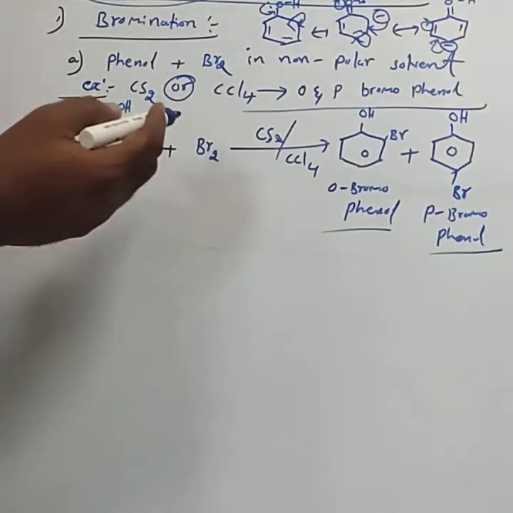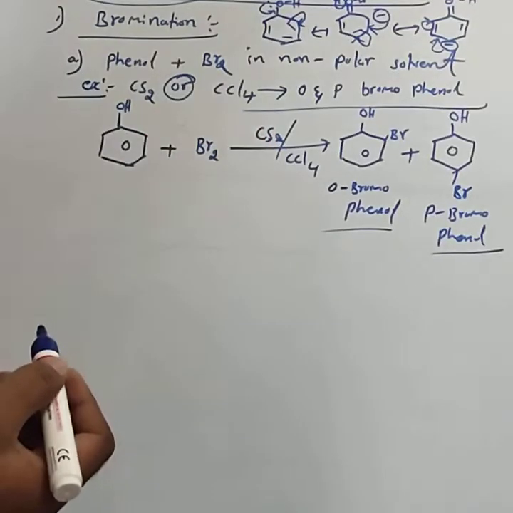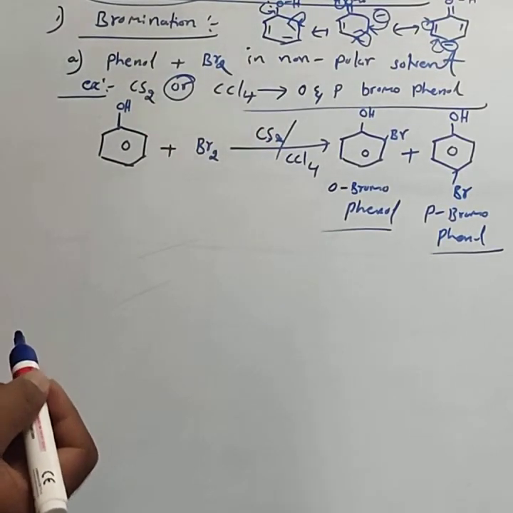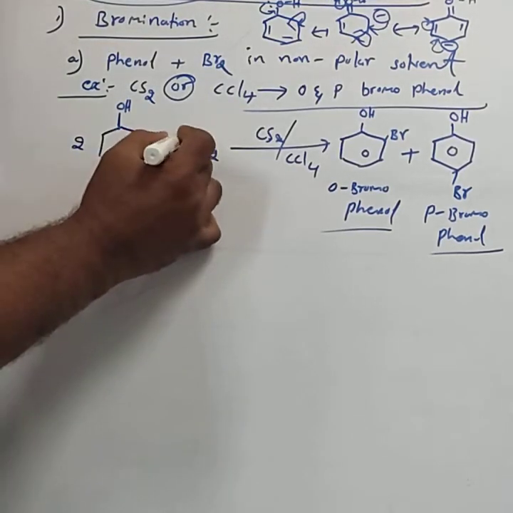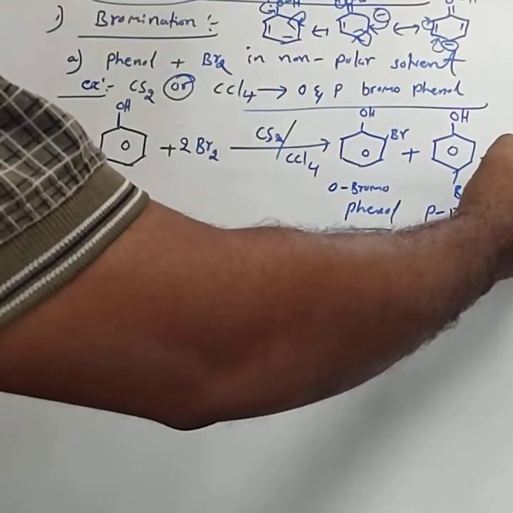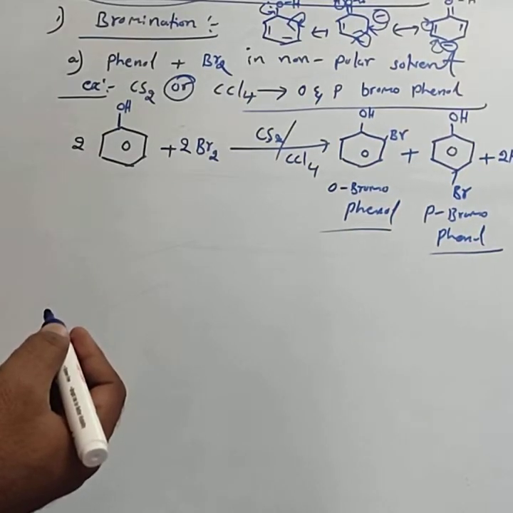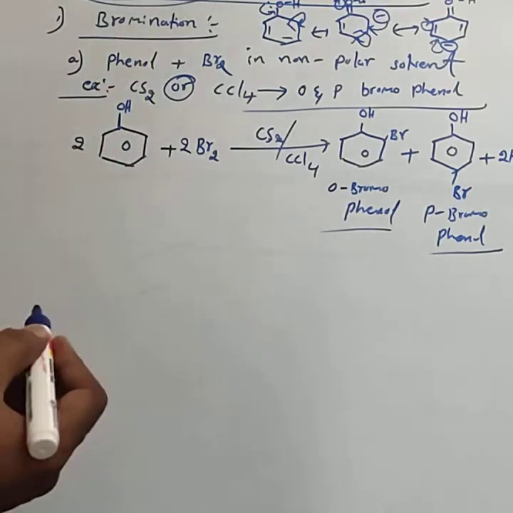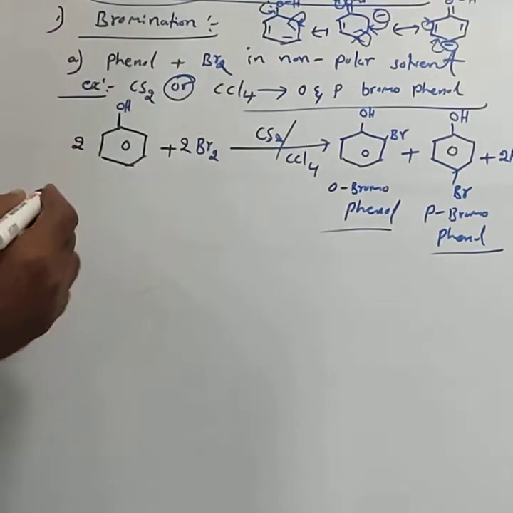When phenol is treated with bromine in CS2 or in CCl4, ortho-bromophenol and para-bromophenol are formed. To balance, 2 phenol, 2 Br2, and 2 HBr are removed. There is no need to write the balanced equation in organic chemistry; the majority of them are not balanced. This is about bromination in a non-polar solvent.